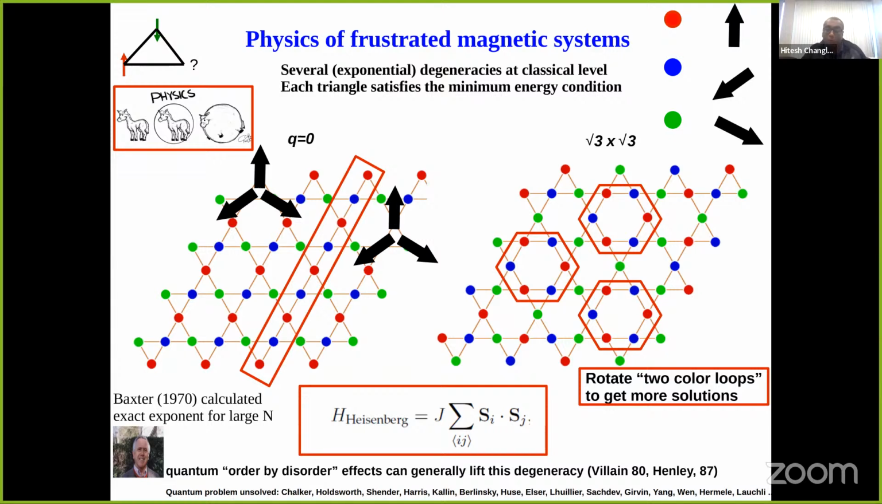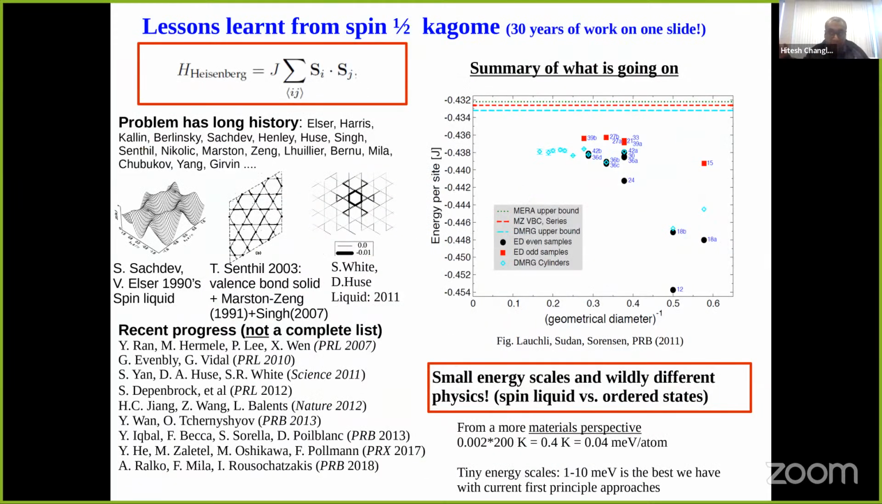And then you might say, oh, quantum mechanics will typically favor some sort of order by disorder, might favor one of these classical solutions. But it turns out that quantum mechanics can do other funny things, like take superposition of many of these competing states. And so this is the lesson that we've learned from 30 years. I'm just summarizing 30 years on one slide, so I'm not going to be doing a service to everyone who worked on this problem. But you can see what energy scales are involved, because you have many, many classical solutions.